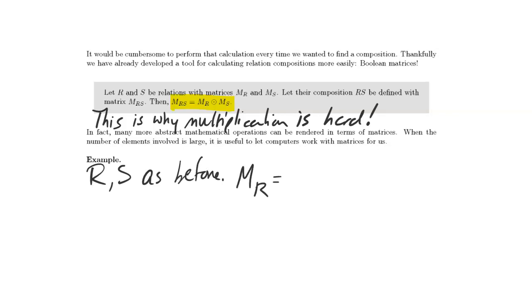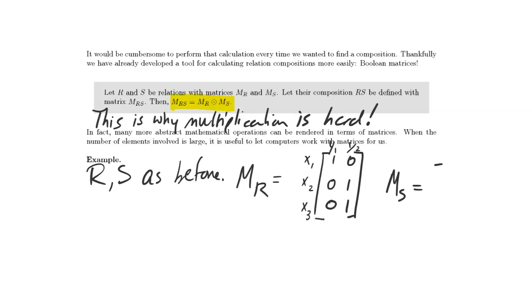So the matrix for R is going to be the 3 by 2 matrix. Notice my first row corresponds to x1, my second corresponds to x2, my third corresponds to x3, my first column with y1, my second column with y2. So x1 is related to y1 but not y2, x2 is related to y2 but not y1, same with x3. And then my matrix for S is the 2 by 3 matrix, where these are the Y's and these are the Z's. You don't have to draw these legends every time. I'm just doing it for easy reference. And then our first row is the things that Y1 is related to, which is Z1 and Z2, but not Z3. And Y2 is related to Z1 and nothing else.